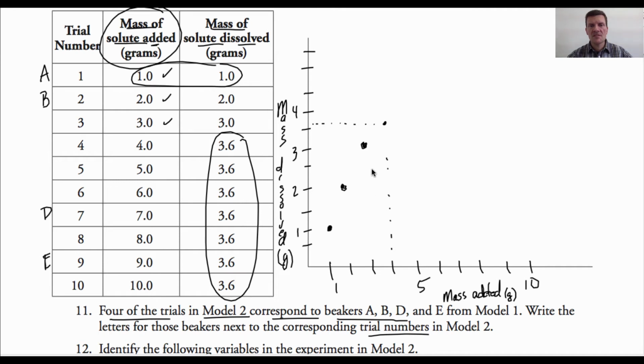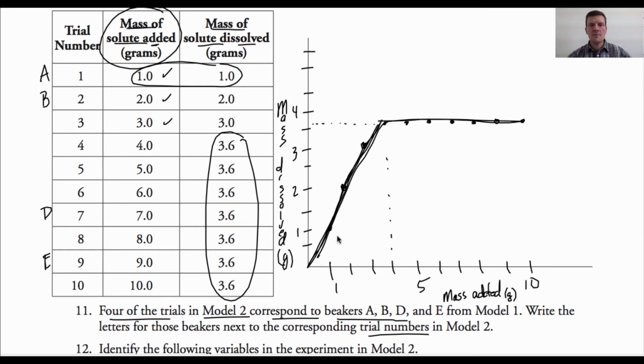Notice now, for all of the rest of them, no more is going to be dissolved. So basically what's going to happen is this is going to flatline. So 5, 3.6, 6, 3.6, 7, 3.6, 8, 3.6, 9, 3.6, and 10, 3.6. Your graph basically is going to look like, okay, if I had a nice straight edge, it would look like that.